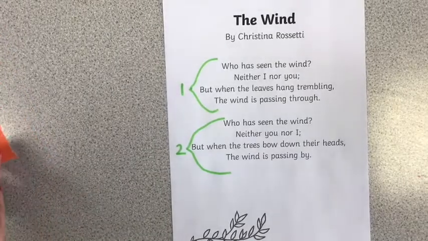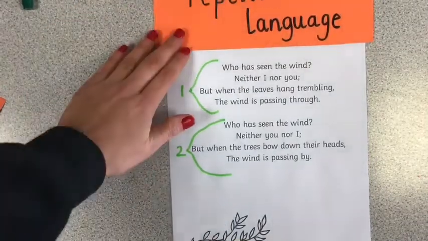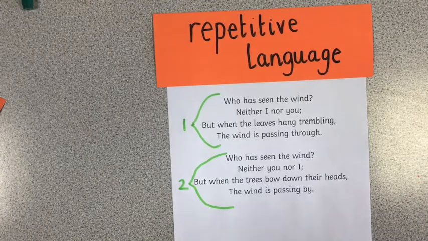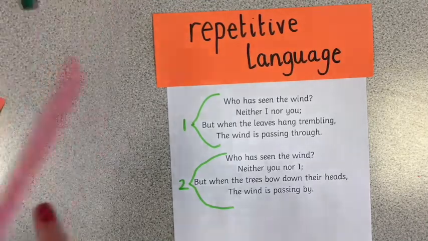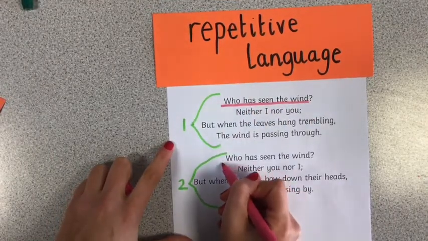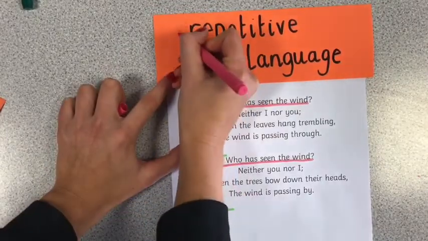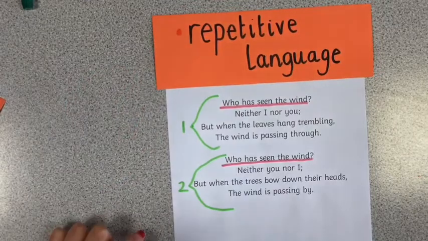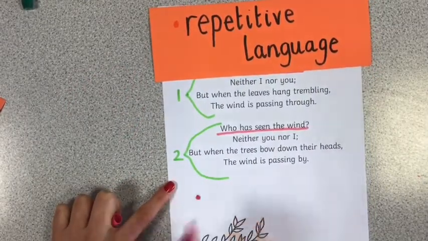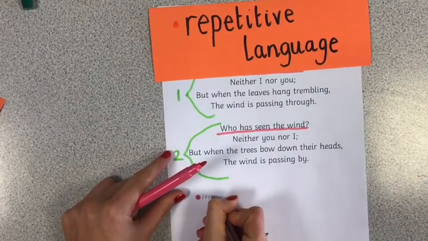Right then, let's have a little look next. Repetitive language. Okay, so repetitive language, any words, phrases, lines that repeat in the poem. So I can see straight away, who has seen the wind? Who has seen the wind? And I'm just going to underline that and put a little pink dot there so I know my repetitive language is in pink. You might want to do a little key at the bottom, and you could just write next to it, pink, repetitive language.